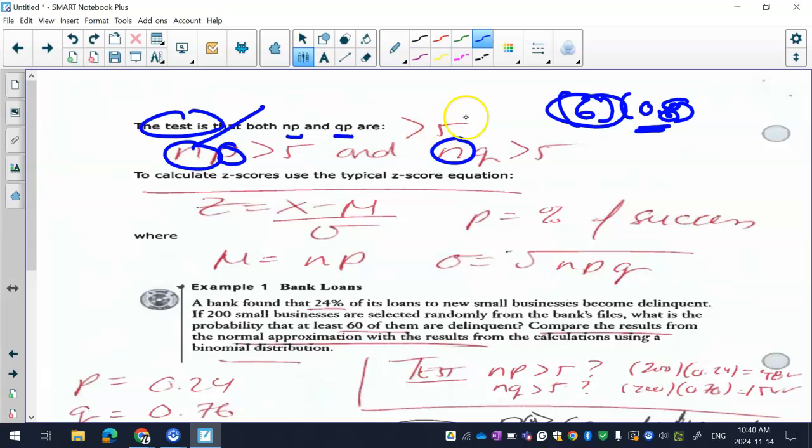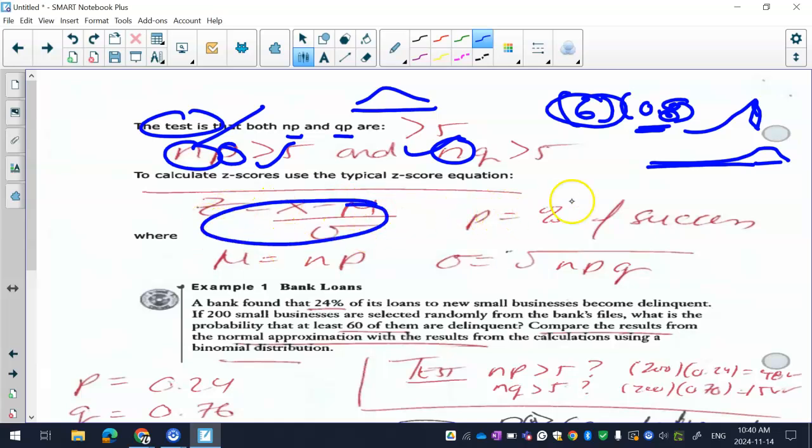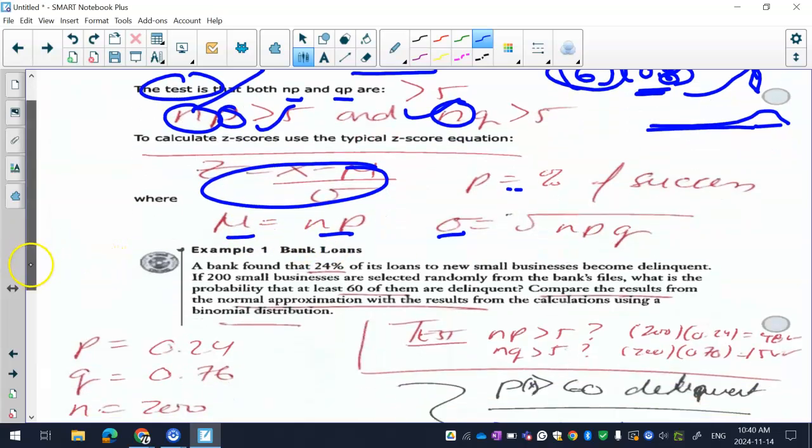If things don't happen that often, what you're going to end up having is a very skewed graph. And in that case, we admit that something really skewed is not going to be normal, and if it's not normal, we can't use the normal curve to approximate it. But if it passes both tests, then we can move on and use a z-score like this, where the probability of success is P. Then you have to find mu and sigma for this z-score. Mu is n times p, and sigma is the root of npq. So once we pass the test and have those formulas, we can just use them.